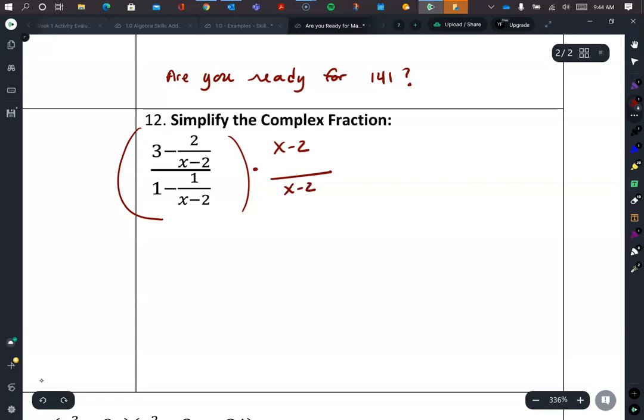Now I'm leaving a little space here because sometimes it's helpful to put that over 1 just for clarification. But this really is equivalent to the number 1. I can multiply anything by 1 and not change the problem. I'm just changing how it presents itself. So when I do that, I need to distribute to each term.